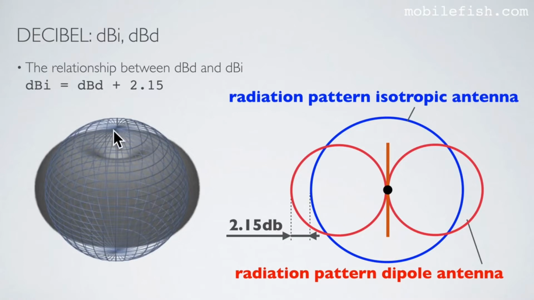As you can see over here, the isotropic antenna sends the signal out in every direction. A dipole antenna focuses the signal more on a horizontal plane perpendicular to the dipole antenna. This is the radiation pattern of an isotropic antenna. This point represents an isotropic antenna. This represents the dipole antenna. And this is the radiation pattern of a dipole antenna.